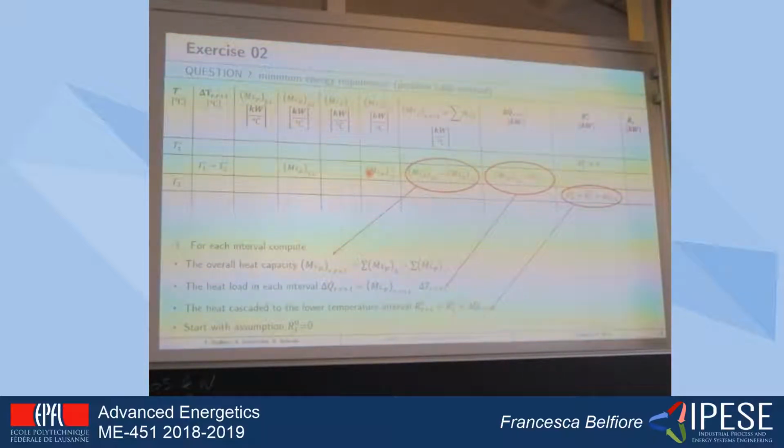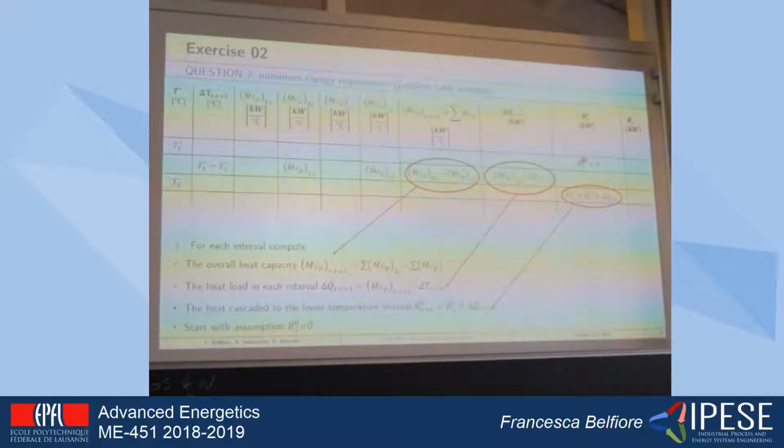You have to calculate the overall heat capacity of that temperature interval by making the sum of the two heat capacities. The cold streams are always with the negative heat capacity and the hot streams with the positive heat capacity. Then you can compute the heat load of that temperature interval by simply multiplying the overall heat capacity by the temperature interval. And then you have this amount that is R, which is the heat that is cascaded from each temperature interval to the lower temperature interval.